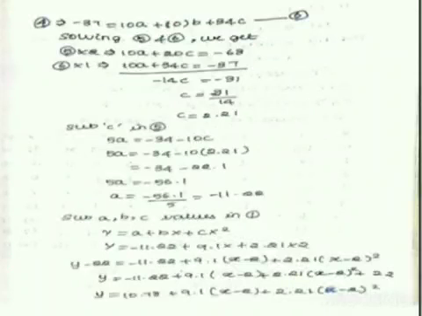You will get the value of c. After finding the c value, you can substitute c in any one of the equations, and you will get the a value. So a is equal to minus 11.22. By using the elimination method, we solve equations 5 and 6, and you will get the c value. After finding the c value, you substitute it in any one of the equations, and you will get the a value, which is minus 11.22.